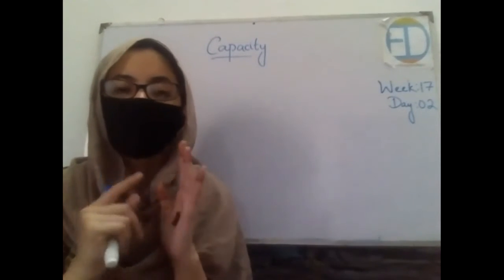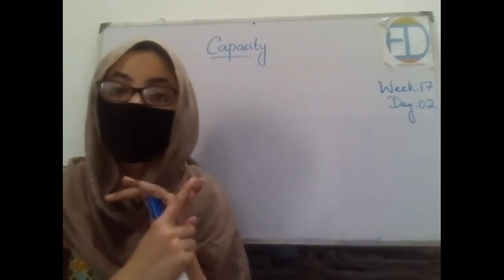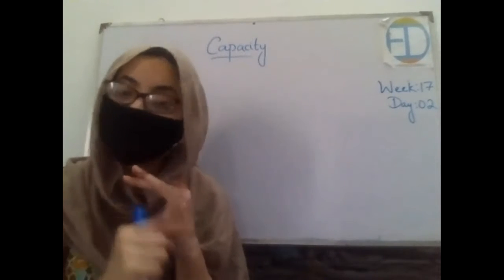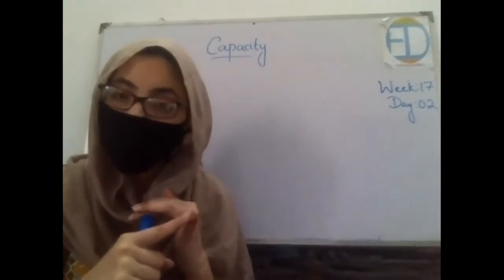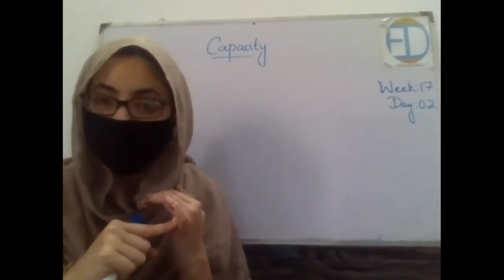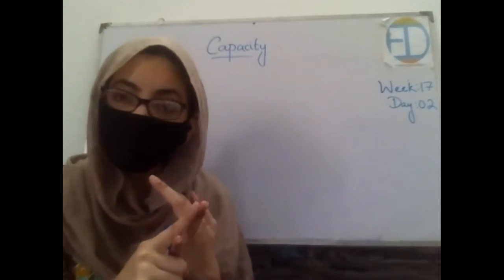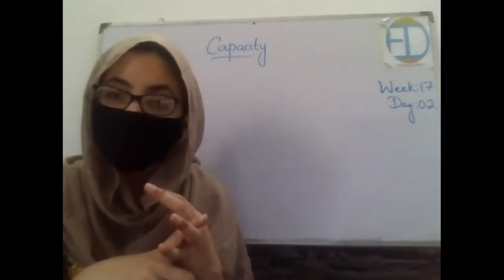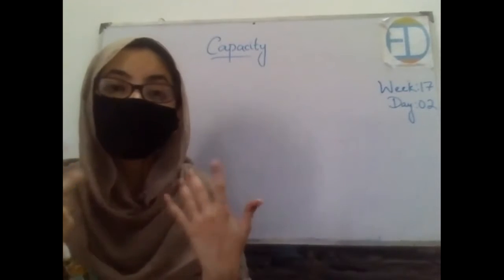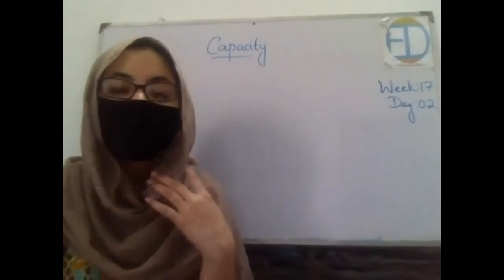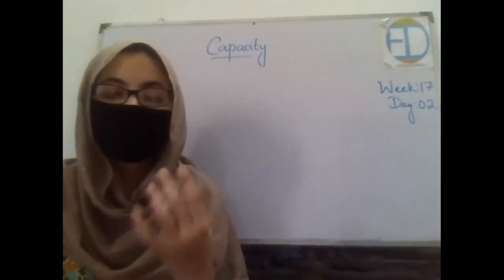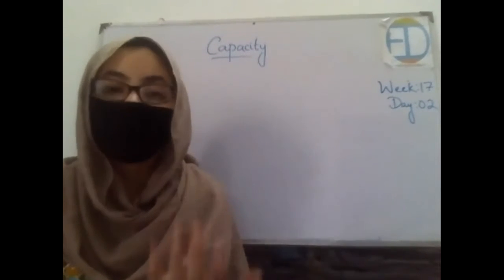So far we have talked about two types of measurement. First, how we can measure length: what is length, what is the standard unit of length, and how we can measure it, right? Then we talked about weight as well: what is the weight of an object, what is the standard unit to measure it, and how we can measure it, right? And in yesterday's class, we started a new topic, that is capacity.